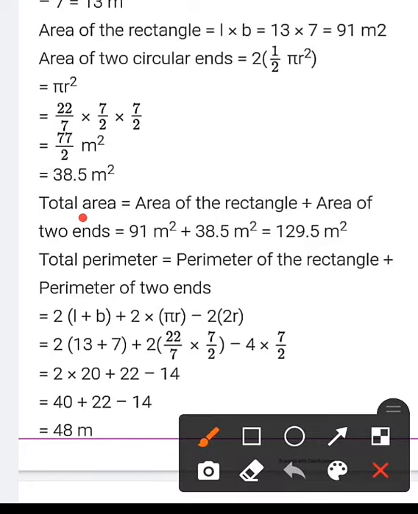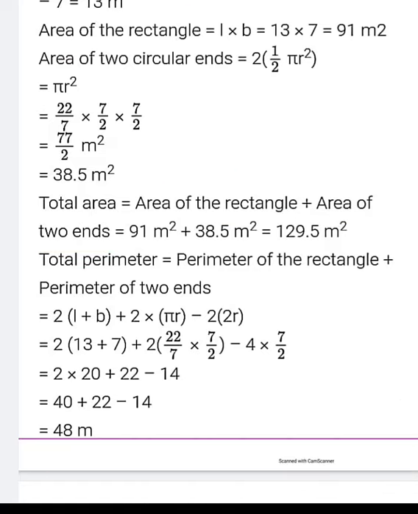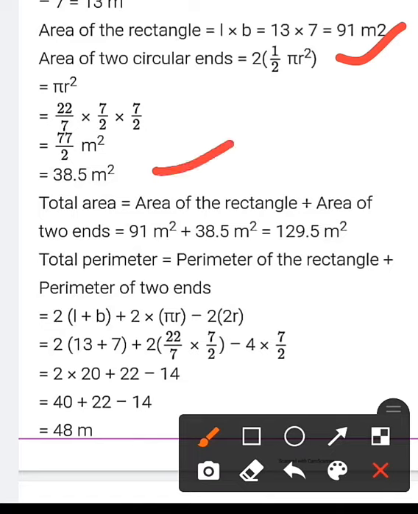So total area of the garden is area of rectangle plus area of two ends. ये दोनों को अब ऐड कर देंगे. Okay, so both we will add, this 91 and 38.5. So your final answer will be 129.5 meters square. So this is area. Now we will find out perimeter.